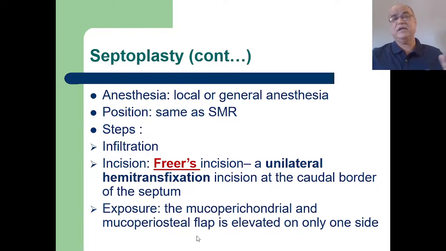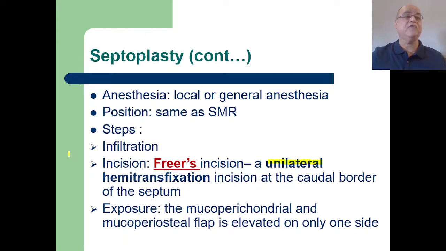Position is the same as in SMR, or in any nasal surgery: the patient is lying supine with the head side upwards, and then we infiltrate with local anesthesia in the submucoperichondrial plane, and then we give the incision at the caudal border of the nasal septum. That is what we call Freer's incision. This is also called the unilateral hemitransfixation incision. So unilateral hemitransfixation incision or Freer's incision is one and the same thing.